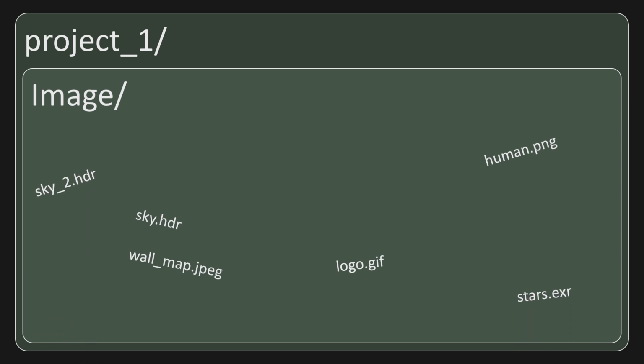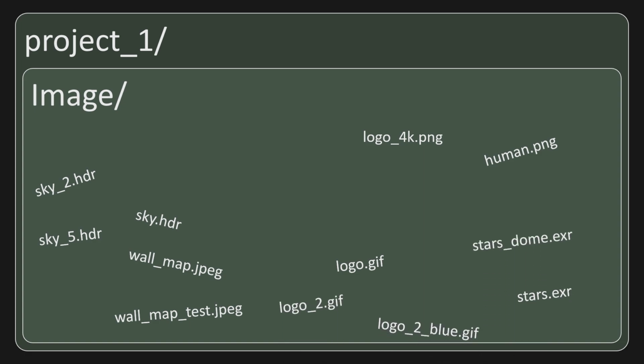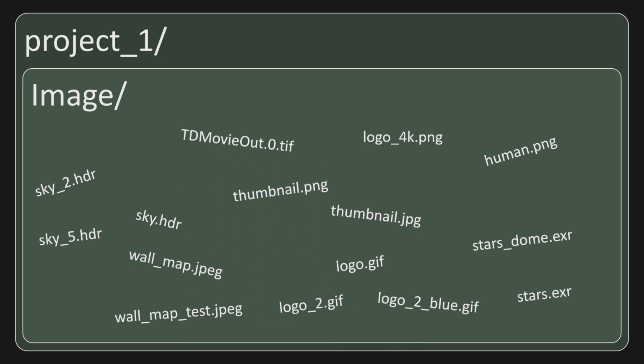So we are now inside our project1 folder, and inside of it we have created our image subfolder, and we now start to add stuff one by one. So for example, an HDRI image, a GIF, or a wall mapping, then the cutout of a person, then another HDRI image, then some more HDRI images, another mapping, but then like another 4K logo, but this time is a PNG version, and then some more HDRI images, and more and more and more.